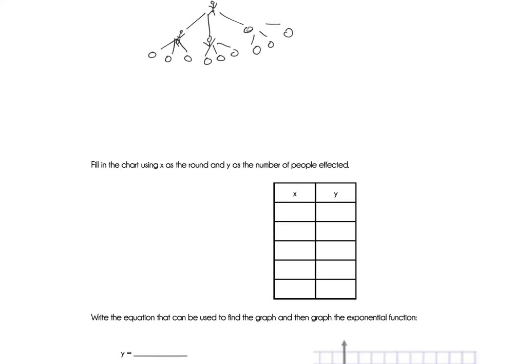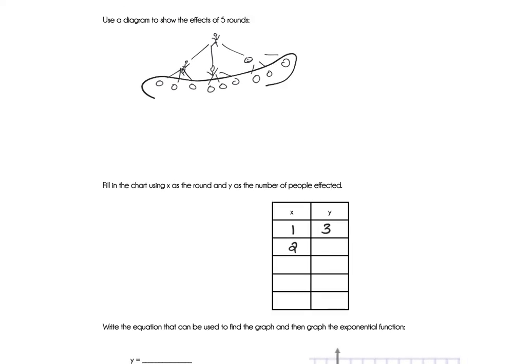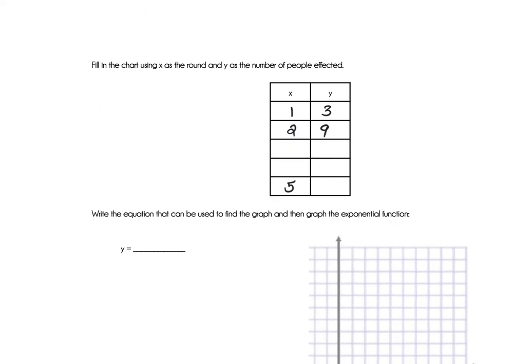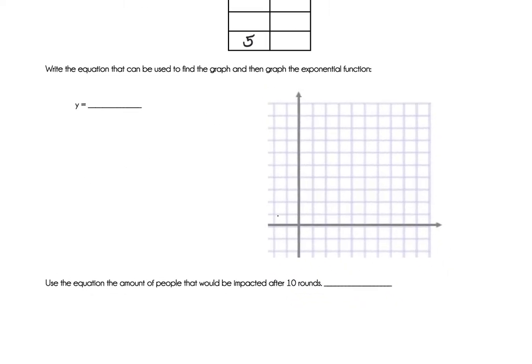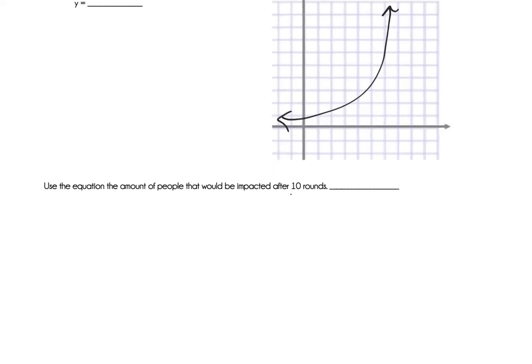Based on that, you would fill in the chart. The left side is the round. The right side is the number of people affected. In round 1, how many people were affected? 3. If I did another round, round 2, how many little dots do I get? 9. And then you keep going like that all the way up to round 5. From there, you can make an exponential equation, which is 3 to the x. Each time it happens, it's 3 to the x. Then you're going to graph 3 to the x, which is an exponential function, and find the 10th round, so you make x 10.